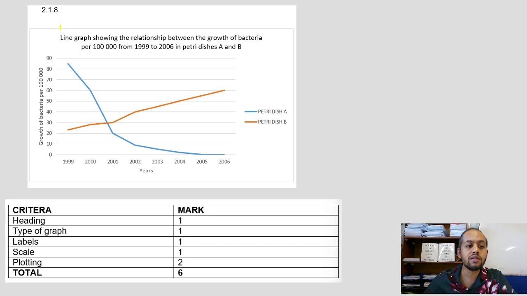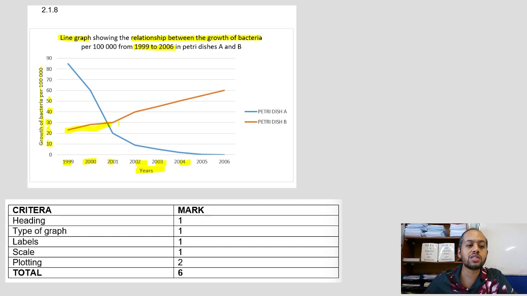So if we look at the answer, the heading: line graph showing the relationship between the growth of bacteria, because that's the dependent variable, per 100,000 from 1999 to 2006, because the time period is going to be the independent variable, in Petri dishes A and B. We make sure that the x-axis has the independent variable, that's our time in years. The growth of bacteria per 100,000 is the dependent variable. We make sure we have a correct scale here on the y-axis. On the x-axis, you insert all your time periods in years, so you state all the years.